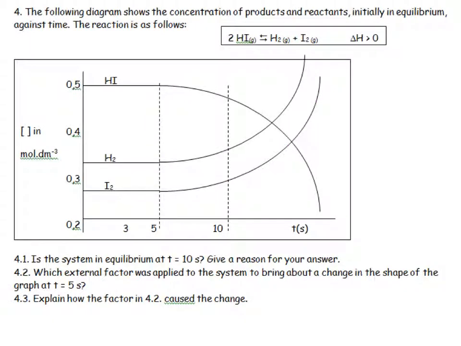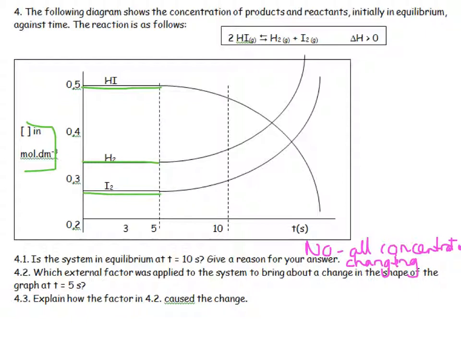The following diagram shows concentration. So you're looking at concentration. It's not the rate of products and reactants initially at equilibrium. So they start off all with constant concentrations against time. The reaction is HI becomes H2 plus I2. Is the system at equilibrium at 10 seconds? No, because clearly the concentration of everything is changing at that point. So no, all concentrations are changing. And concentrations stay the same when you are at equilibrium.